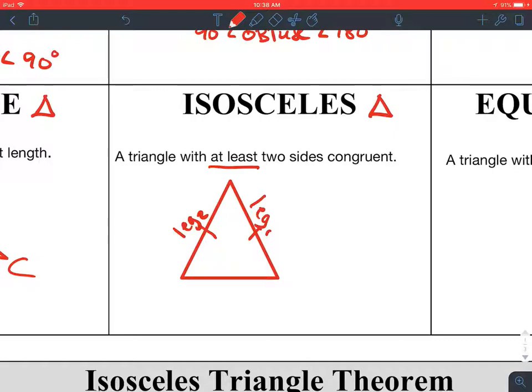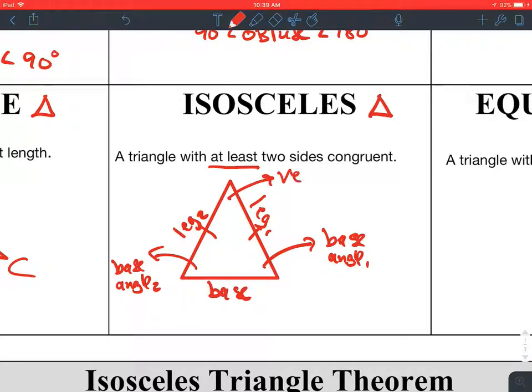If an isosceles triangle has 2 sides the same length and the 3rd side is a different length, that side is called the base. Each of these angles here, where the base and the legs come together, those are called base angles. There are 2 of those, that's why I have a subscript 1 and 2. Where the 2 legs come together, that's called a vertex angle. All things you have to know.